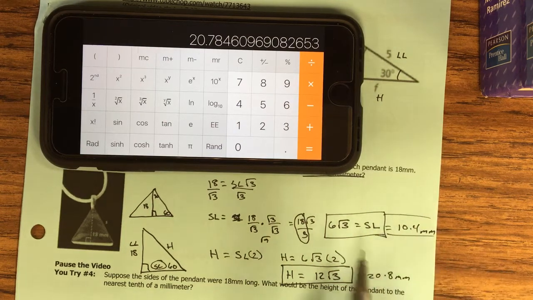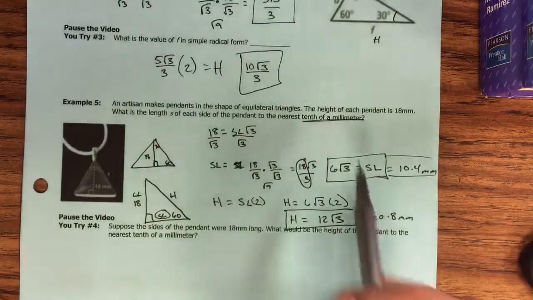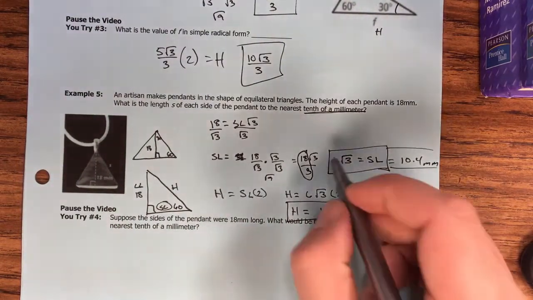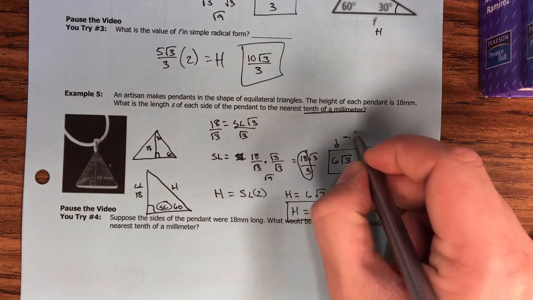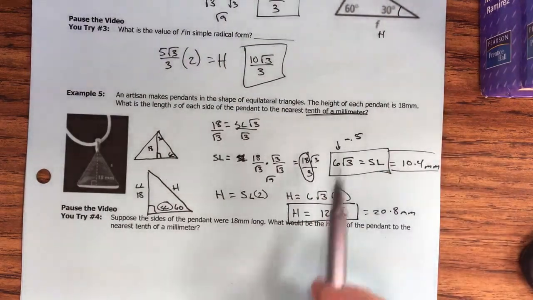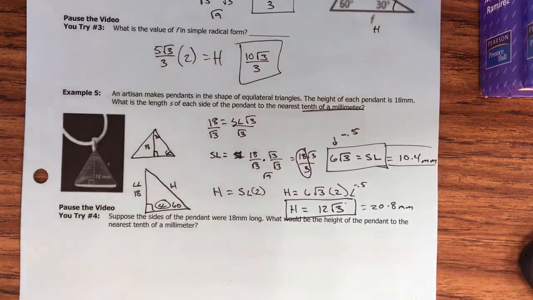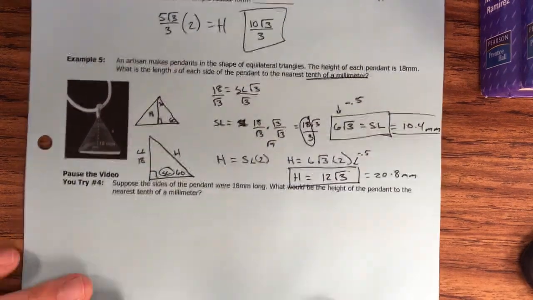Make sure that we're being very aware of what the directions in the problem ask us to do when we come to tests, quizzes, and homework. Because during a test, if you give me this answer right here, you're going to be docked half a point. Same thing here, you're going to be docked half a point. So make sure you're very cognizant of what things are asking you to do.